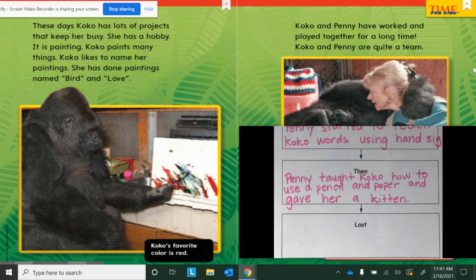So right here, we can see that Koko started painting. She got a hobby, and the painting kept her very busy over time, and she loved it. And she would even name her paintings. Remember, she named one Bird and Love. And Koko and Penny worked and played together for a long time, and they're a wonderful team, Penny and Koko. So what happened last, boys and girls? Well, remember, Koko had a hobby of painting that kept her busy.